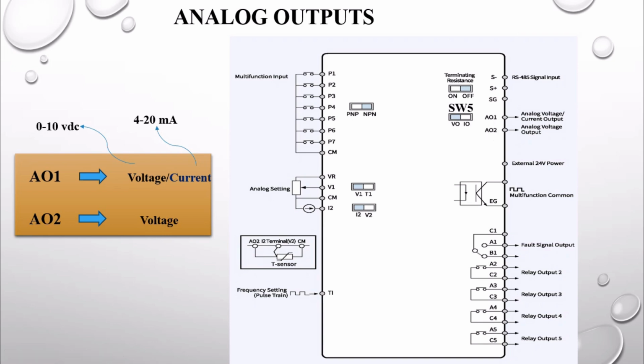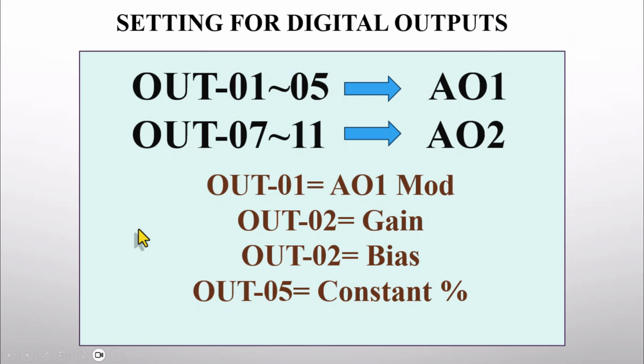The DIP switch SW5, which is on the control board of the inverter itself, tells us this. If it's set to the VO position, it means the analog output AO1 is in voltage mode, and if the DIP switch is set to IO, it means this output is in current mode. So our AO1 can be either in voltage mode or current mode, and we can set this using the SW5 DIP switch on the control board. We can specify whether this output is currently in current mode or voltage mode. Voltage mode is 0 to 10 volts and current mode is 4 to 20 milliamps. As for the second output, that means the AO2 output is also in voltage mode from 0 to 10 volts.